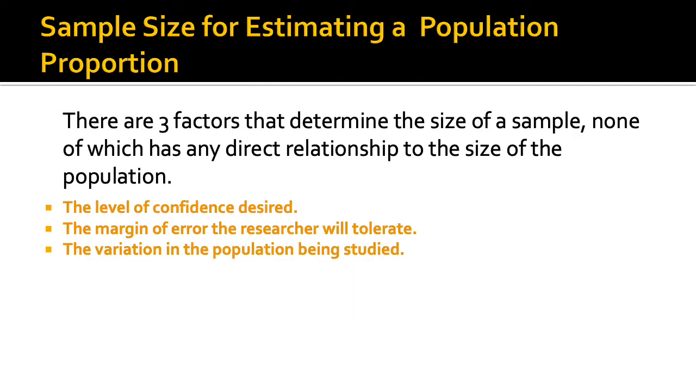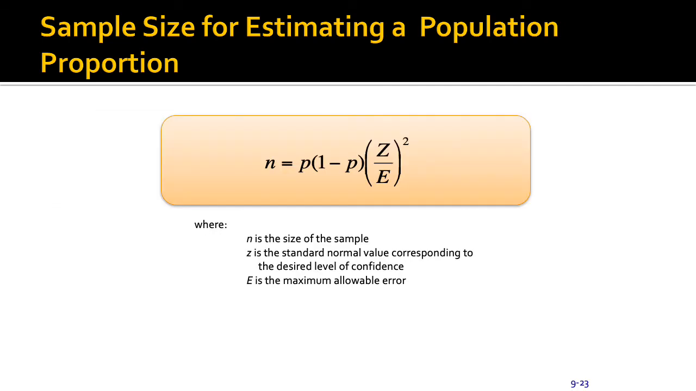So the last component is finding a sample size for estimating a population proportion. Once again, there's three key factors. The first, the level of confidence desired, just like before. Second, the margin of error the researcher will tolerate, and this for proportions will effectively be in decimals or percentages, and the variation of the population being studied. This is based on actually our sample proportion. So here's our equation. N is P times 1 minus P times Z over E, squared.